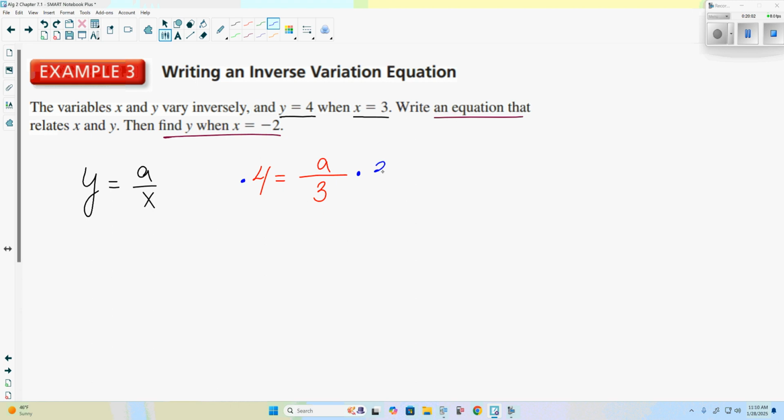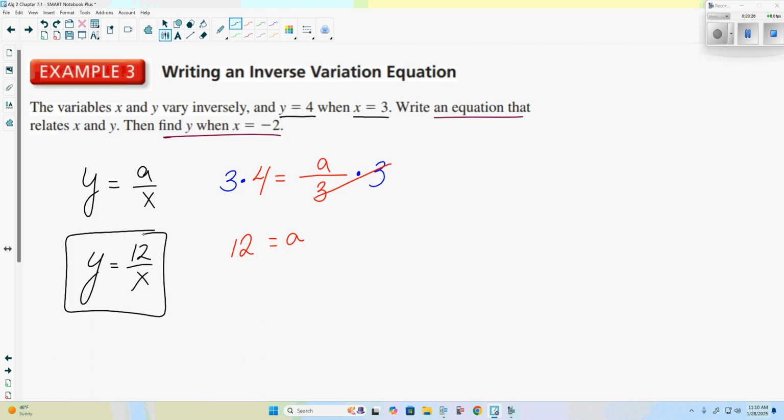To solve this, first thing I'm going to do is multiply both sides by 3. 3 and 3 here cancel, giving me a by itself. And 4 times 3 is 12. So the value of a for this is 12, telling us that the equation is y is equal to 12 over x. Write an equation. We did that. That's the first half of the question. Guess who wants the equation?